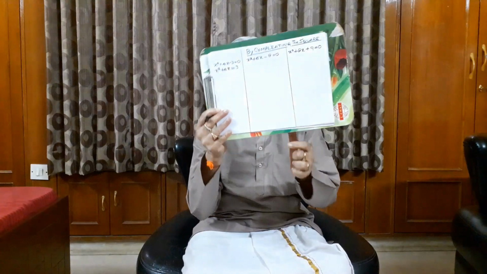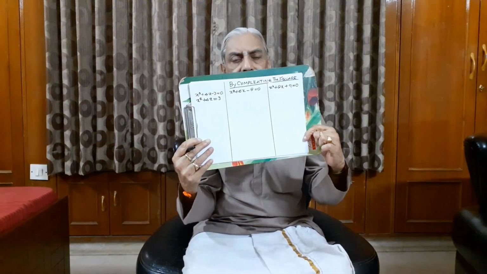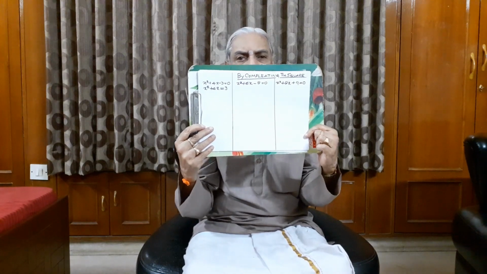What will it become? X squared plus 4x minus 3 equals 0. First step is transfer minus 3 to the right hand side. X squared plus 4x is equal to 3. That's the method I adopt. So, x squared plus 4x is equal to 3. Now, the left hand side should be made a perfect square.